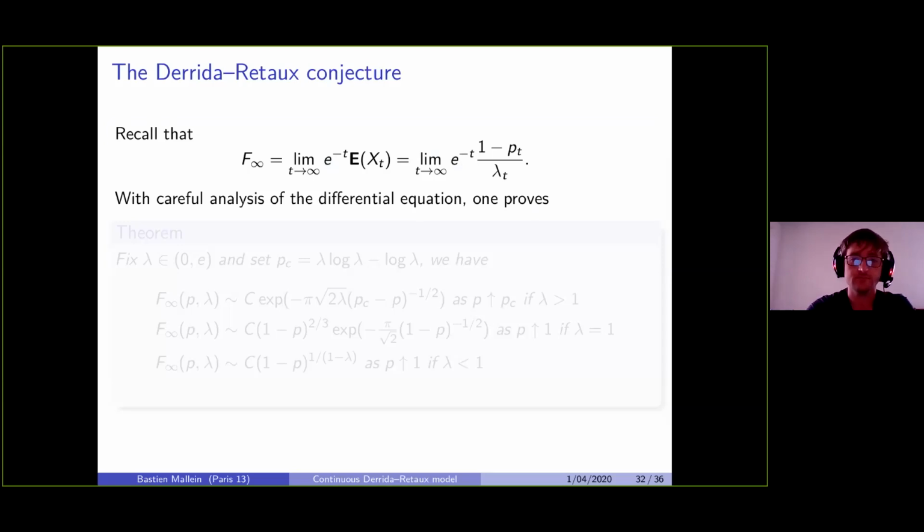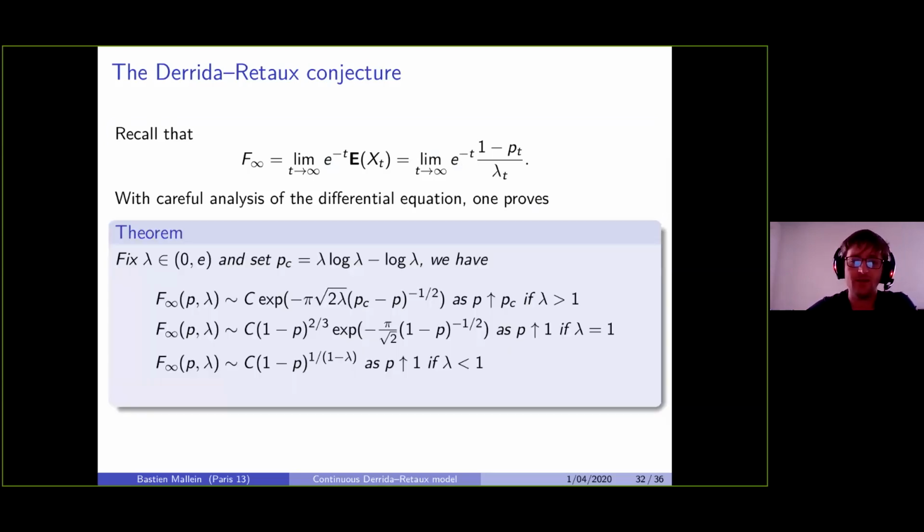Okay. So now, what we can do is study the free energy of the differential equation as a function of P0, right? So I fix a lambda, and what I do is that I make P0 vary from 0 to 1. And what I observe is that there is this critical parameter PC, which is lambda log lambda minus log lambda, where I go from the supercritical area to the subcritical area.